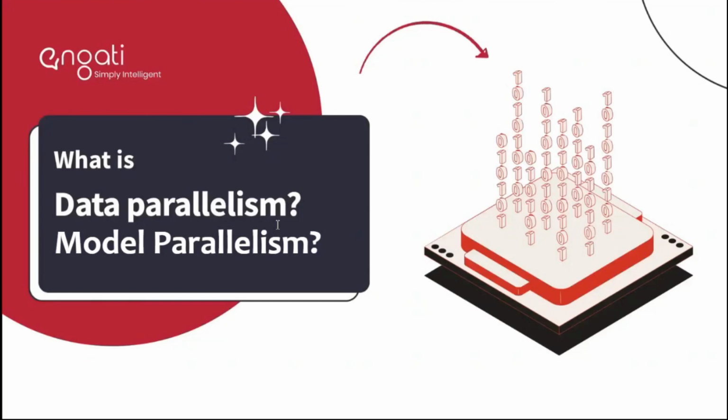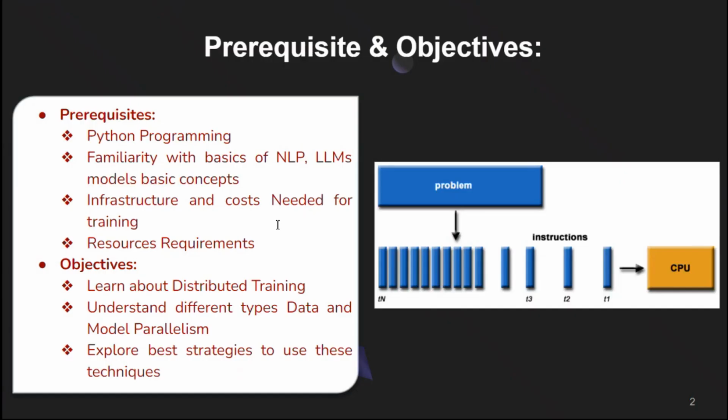As we know, training LLMs requires a lot of computational power and memory, so they can't even fit entirely into the memory of a single machine. There comes the data and model parallelism that will help us to solve this problem, which we will discuss in further slides in detail.